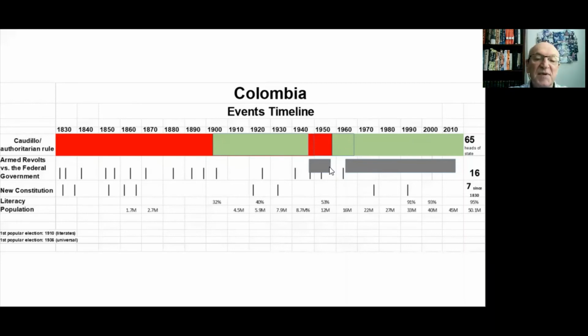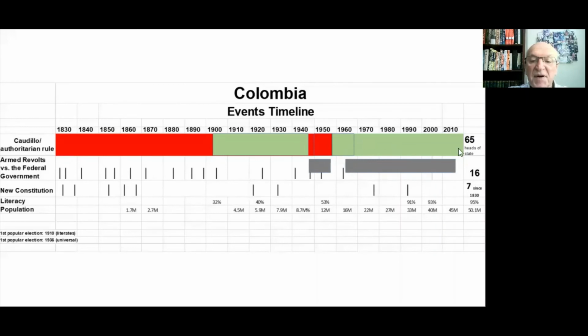Again, a lot of people died under this civil war. 200 to 300,000 is the estimate. And the other period, starting about 1964, is of the FARC, the F-A-R-C, Fuerzas Armadas Revolucionarias de Colombia. That civil war lasted 52 years. It only ended in 2016.